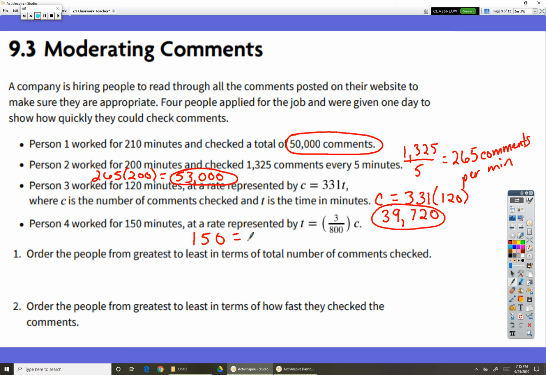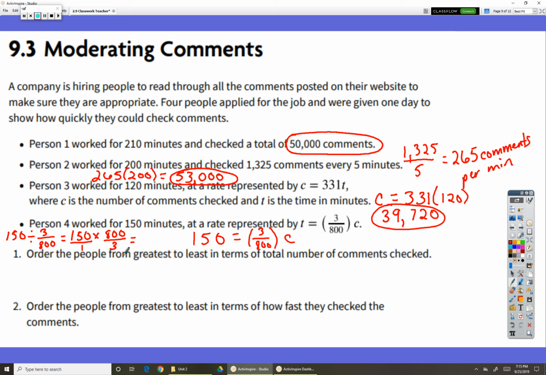I'm going to say 150 equals 3/800 times C. Now this is going to be a little tricky to solve because we have a fraction in there. We have to do 150 divided by 3/800ths. Okay, so let me write that over here. 150 divided by 3/800ths. I can rewrite this by doing keep it, switch it, flip it. So I'm going to be multiplying 150 times 800 and then dividing by 3.